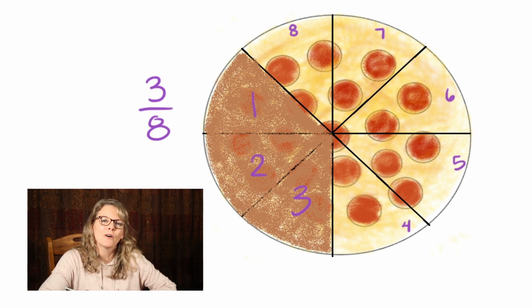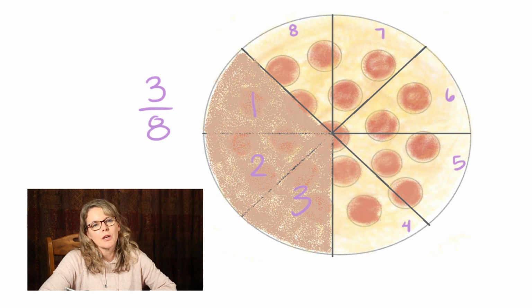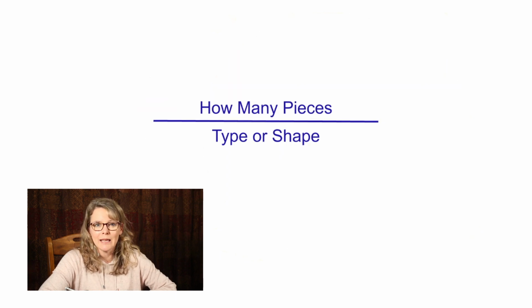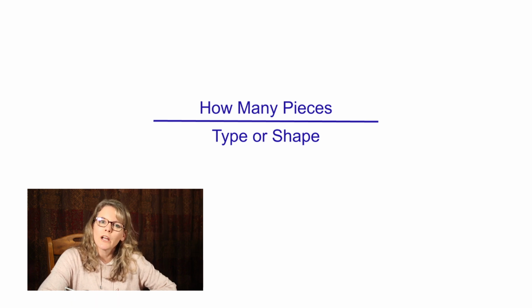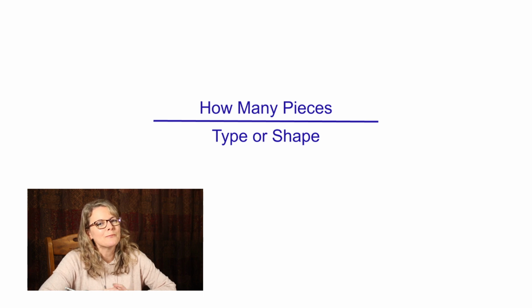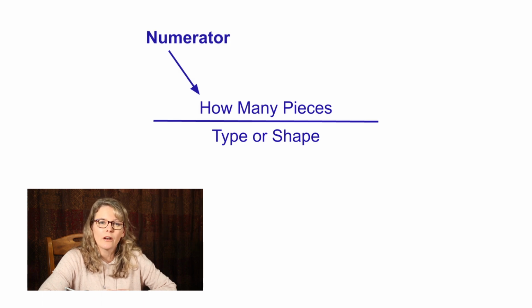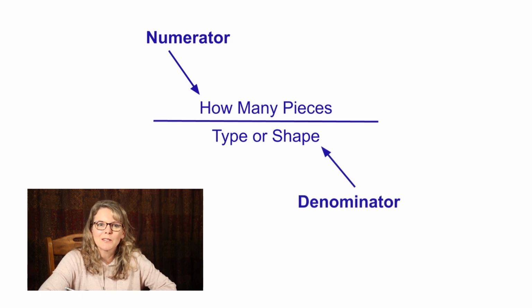All right, let's move on. Let's talk more about what those top and bottom numbers mean. The top number tells us how many pieces, and the bottom number tells us what type or what shape the pieces are. Math people have some fancy words for the top and the bottom numbers, so I'm going to tell you them now. The top number is called the numerator. We can think that that's the number. The bottom number is the denominator, and that tells us what type or what size.